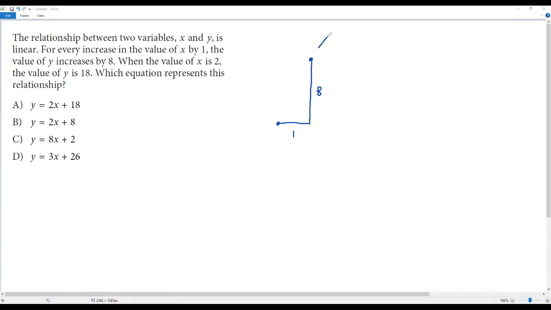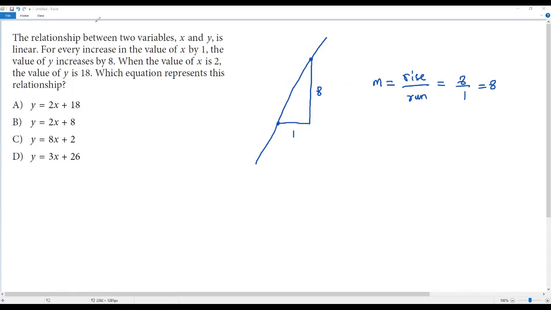Okay, now let me draw a line through these 2 points. I am getting a rising line. So the slope of this line is positive. Now we can get the slope of this line using these two values, 1 and 8. We can use the formula to get the slope of the line, that is rise over run. Here the rise is 8 and the run is 1. 8 over 1 is 8. Here I got the slope of the line, that is 8.